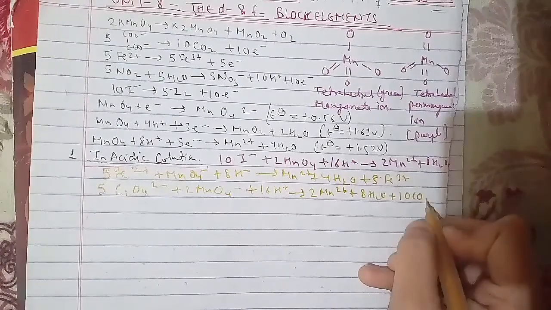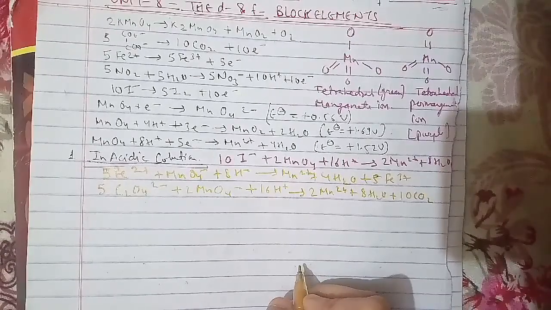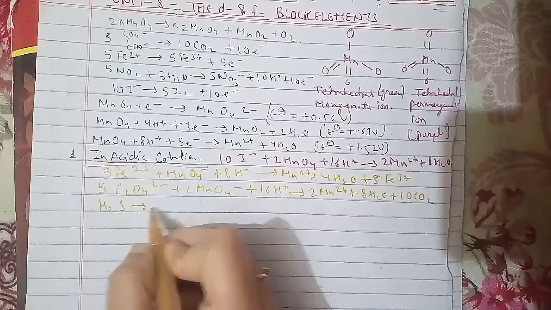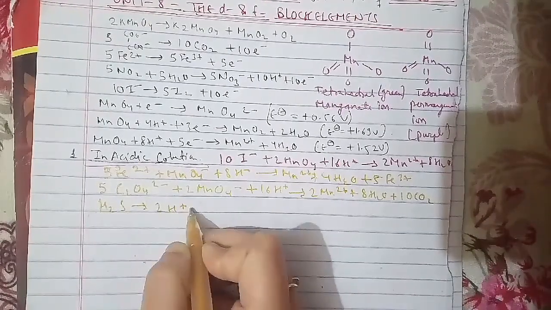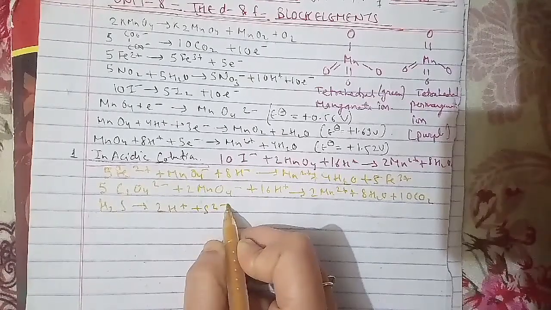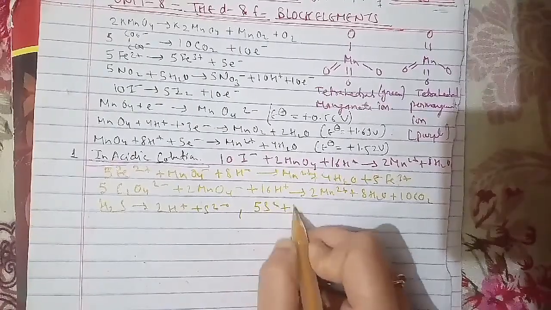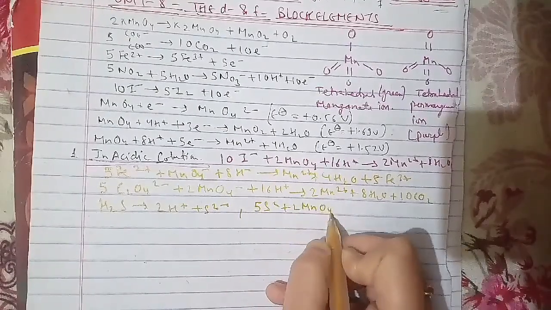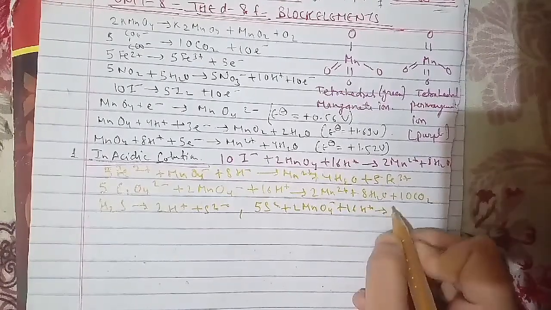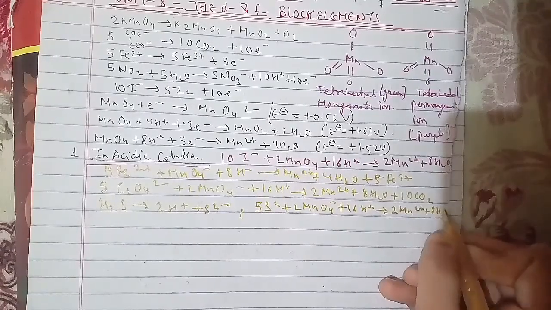Hydrogen sulfide is oxidized and sulfur is precipitated, so H2S will give 2 H plus plus S 2 minus here. And for the same we have another reaction: 5 S 2 minus plus 2 MnO4 minus plus 16 H plus will give 2 Mn 2 plus plus 8 H2O plus 5 S.